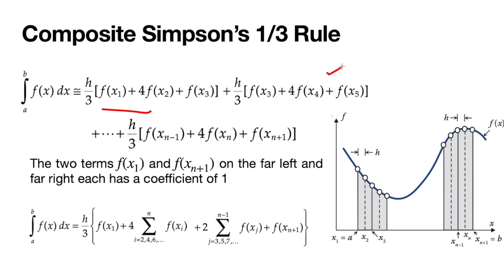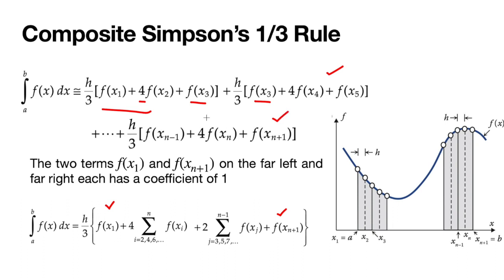Alright, so one thing you can notice here is that there are terms with the multiple of 4, and there are terms which don't have any multiples. But these are repeating. You can say find the f of x3, you can find here also, you can find here also. So we can generalize this formula here, which is equal to h by 3, and f of x1 is used once, and similarly the last point f of xn plus 1 is coming only once.